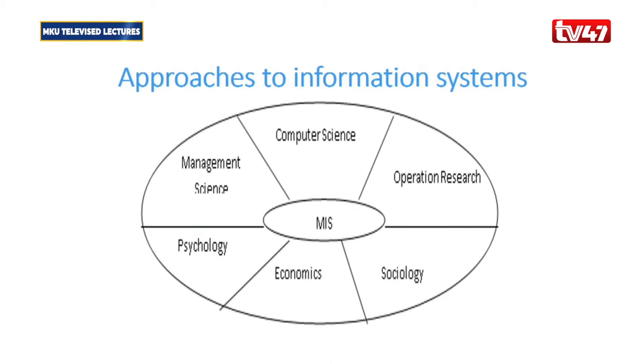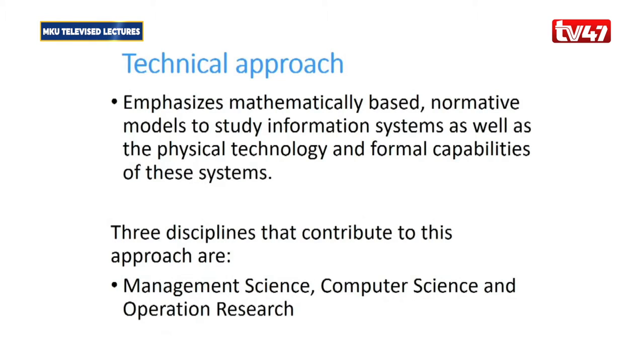Looking at these three approaches, the technical, behavioral, and socio-technical, we have the technical field, which looks into three fields: management science, computer science, and operations research. This technical field usually emphasizes mathematically based normative models to study information systems, as well as the physical technology and formal capabilities of the system. So the emphasis is on the technical approach, where we look at mathematical and normative models to describe information systems. And we also don't forget that we need the physical technology to describe the information system.